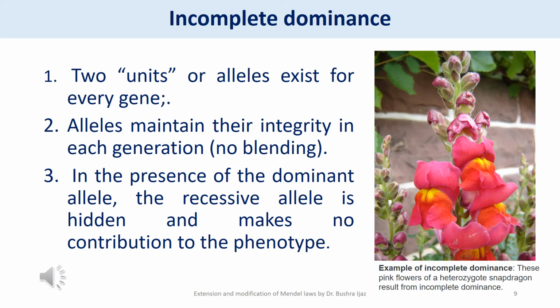Mendel's experiment with the pea plant suggested three main things. First, two units, or genes or alleles, exist for every gene. Second, alleles maintain their integrity in each generation and they do not blend. And number three, in the presence of a dominant allele, the recessive allele is hidden and makes no contribution to the phenotype. Therefore, recessive alleles can be carried and not expressed by the individual. Such heterozygous individuals are sometimes referred to as carriers.